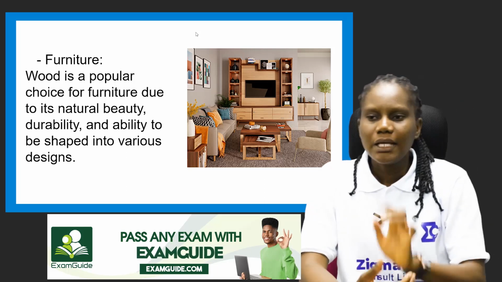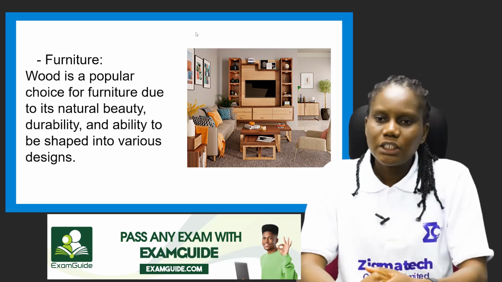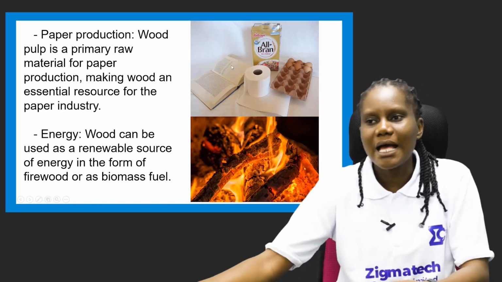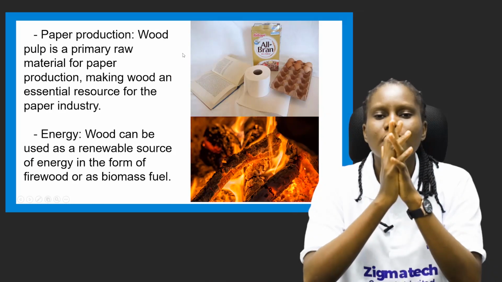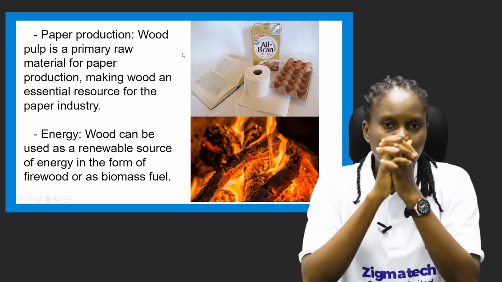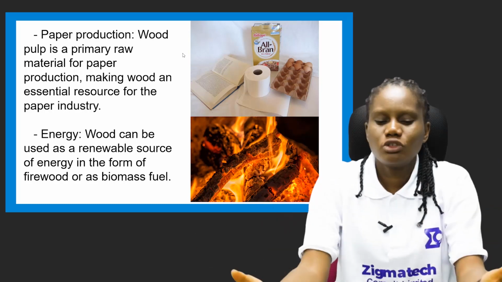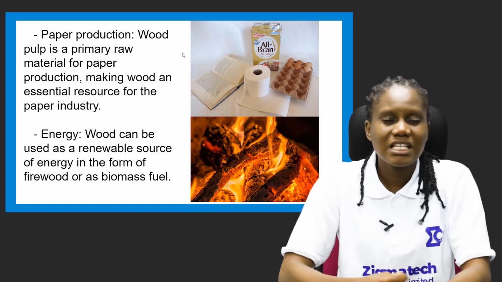And we also have energy. Wood is also a source of energy, a renewable source of energy in the form of firewood and also as biomass fuel. So you can see that wood is an essential part. If our world is without trees, if our environment lacks trees, that means there's going to be an issue, because when you turn left and right, and from all we've learned, you can see that wood is essential.